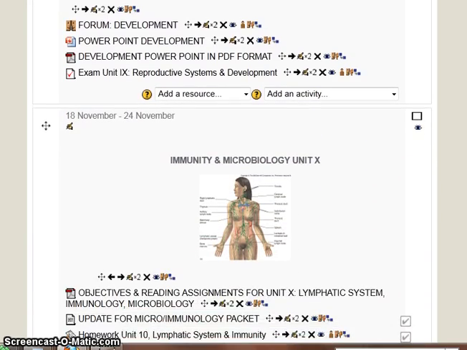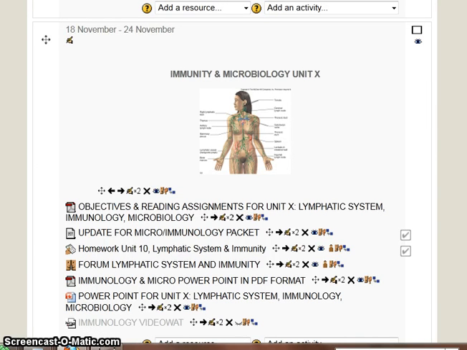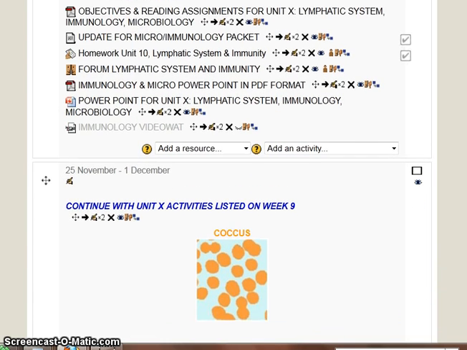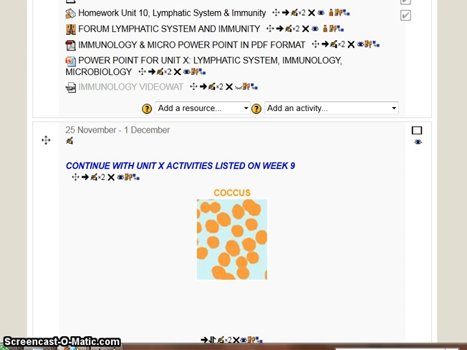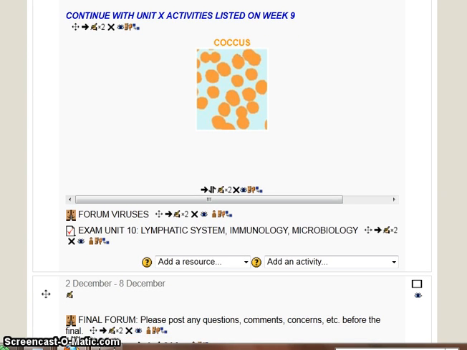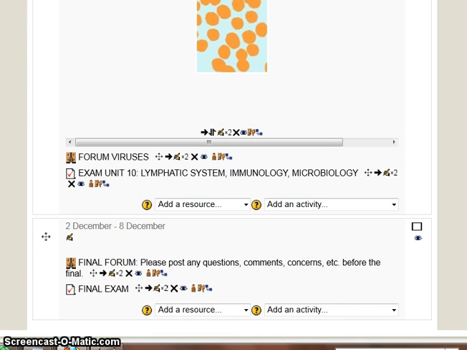and the last section, immunity and microbiology, which includes some reading in chapter 14, and also, again, the update for that packet. I've given it to you twice, so hopefully you will know that it is there and you won't forget. All right, so in the last week of actual class, you continue with Unit 10 activities. There will be a new forum on viruses and the Unit 10 exam, and then finally the final exam.